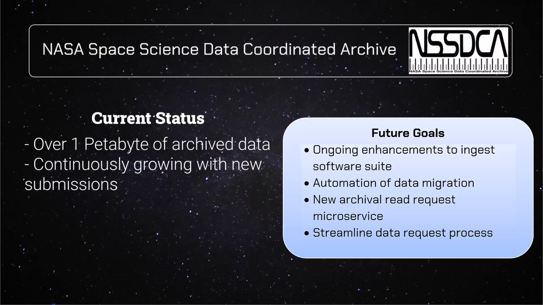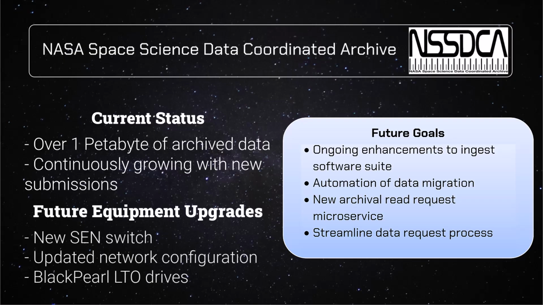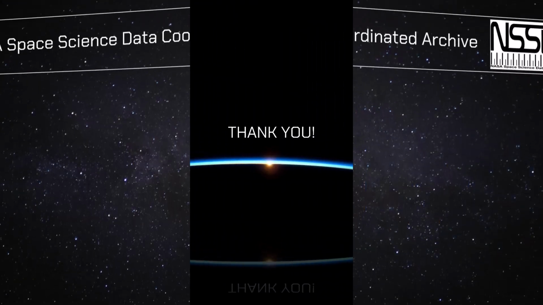We also have some future equipment upgrades in store. In fact, in May 2025, the SEN installed a new switch for us, which should help improve our networking speeds. In addition, we will soon be reconfiguring our internal network setup so that we can use more direct connections between our server machines and further increase our processing speeds. As we mentioned earlier, we do have some upgrades to our Black Pearl system planned as well.